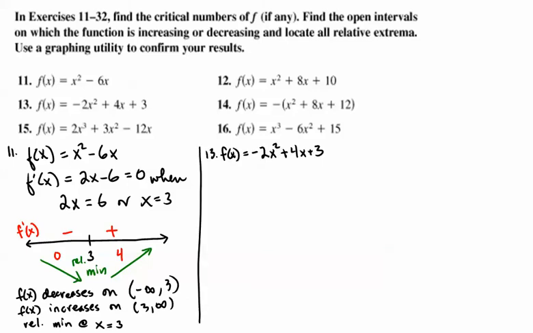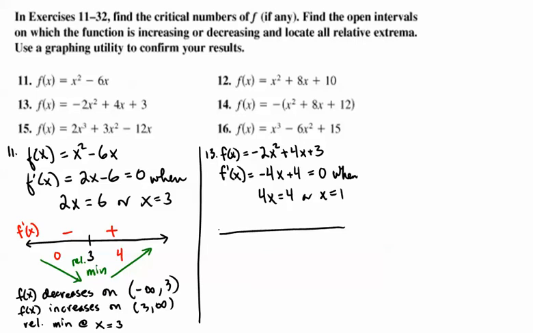So we have f of x is equal to negative 2x squared plus 4x plus 3. And we'll find the first derivative. That's negative 4x plus 4, and that's going to equal 0 when x is equal to 1. Once again, we're going to make our sign chart. We're going to plot our critical numbers, which in this case is x equals 1. We're going to pick some test values in each interval, 0 and 2.